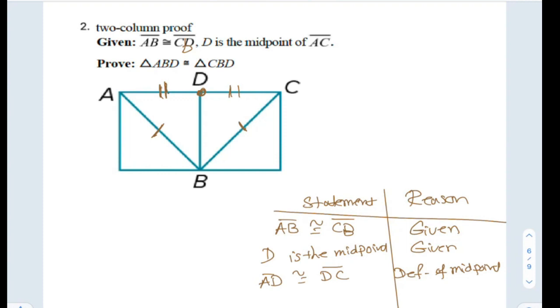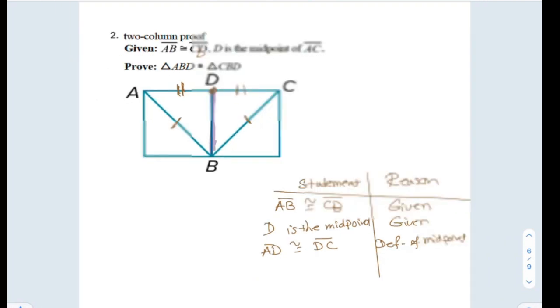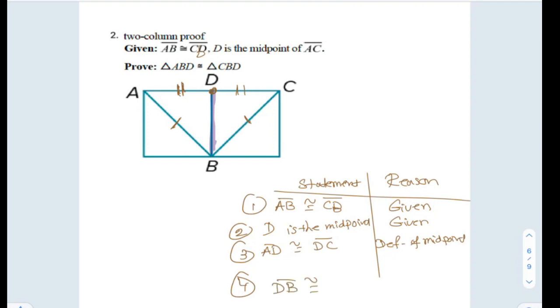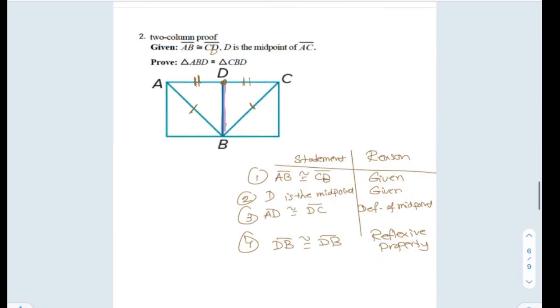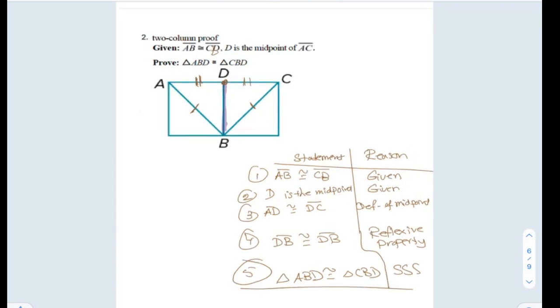So we have here a side. Where is the third side? The third side is this one. As we have learned, it is common between the two triangles. So for 4, we have side DB is congruent to itself, and this is the reflexive property of congruence. That means we have reached the conclusion needed: triangle ABD is congruent to triangle CBD by side, side, side. We have proved now that the triangles are congruent by SSS.